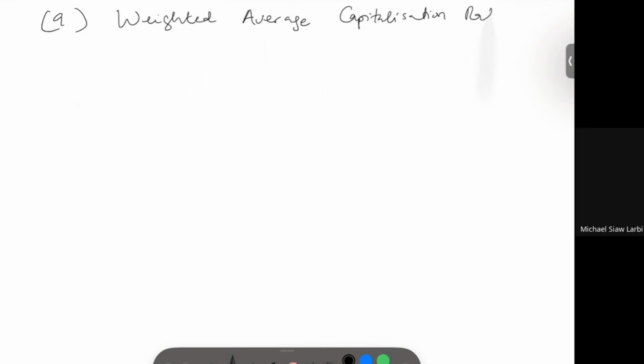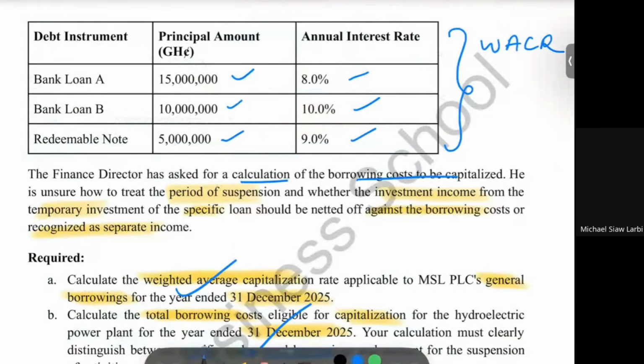All right, so let's do the first part here, which is our weighted average capitalization rate. It's a very easy thing to do. Just create a table. In fact, to make your life easy, you can replicate the table they give you in the question, if it's in a tabular format, and then find the annual interest and weight it based on the principal amount. So this is what I mean.